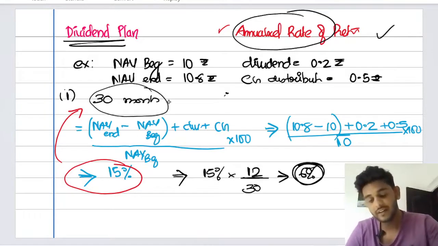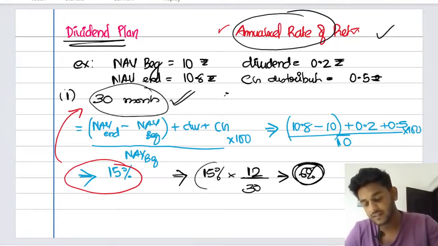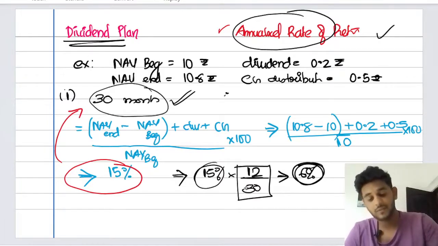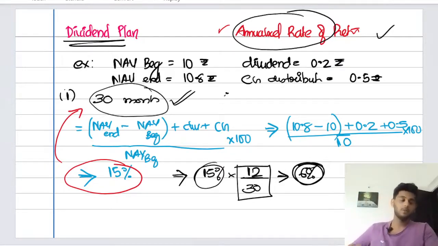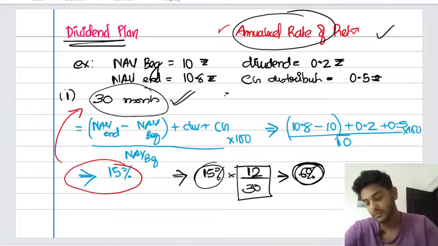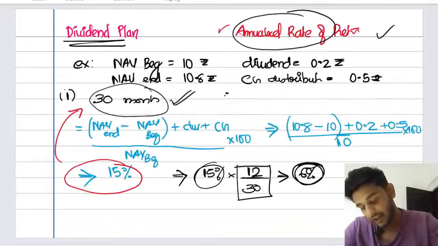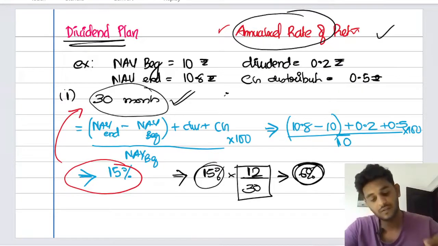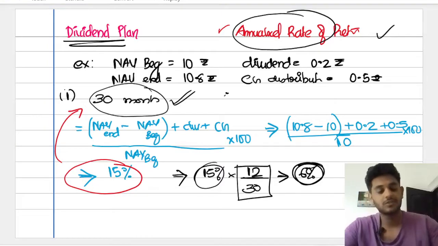So this is how we will adjust the return for the time period. If the detail is given for 30 months, we find the return normally, and then we adjust it for 1 year. The details given were for 30 months, so for 12 months, how much is the return? That is how we will do this time adjustment in these problems. So this is an example of the dividend plan, and we can enter into the numericals from the next lecture onwards. Thank you.